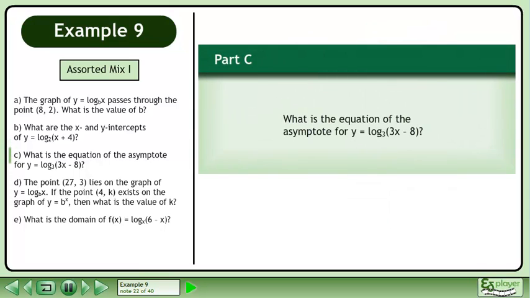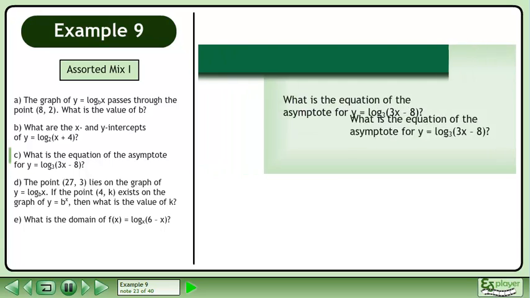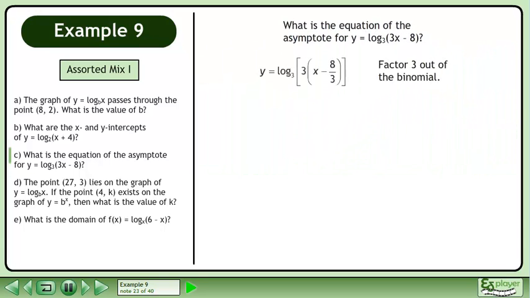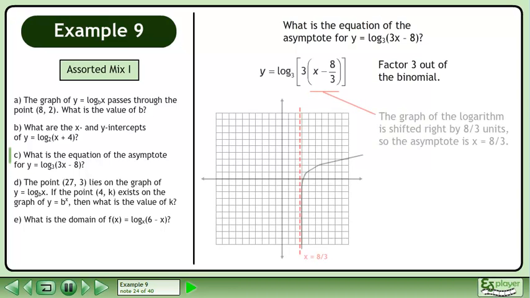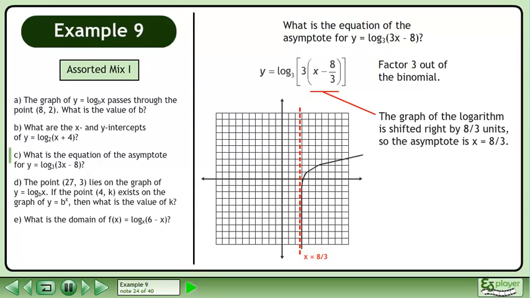In part C, what is the equation of the asymptote for y equals a base 3 logarithm of 3x minus 8? Factor 3 out of the binomial. The graph of the logarithm is shifted right by 8 over 3 units, so the asymptote is x equals 8 over 3.